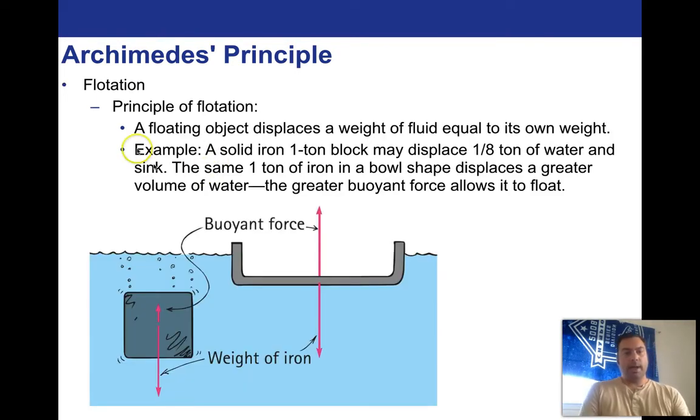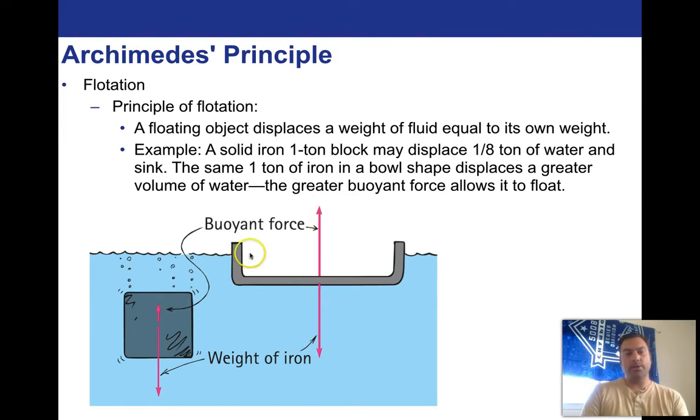So let's see how Archimedes' principle works. In flotation, the principle of flotation is you have a floating object that displaces a weight of fluid equal to its own weight, right? So here we have something that's floating. There's a buoyant force that's coming up. There's the weight of iron.